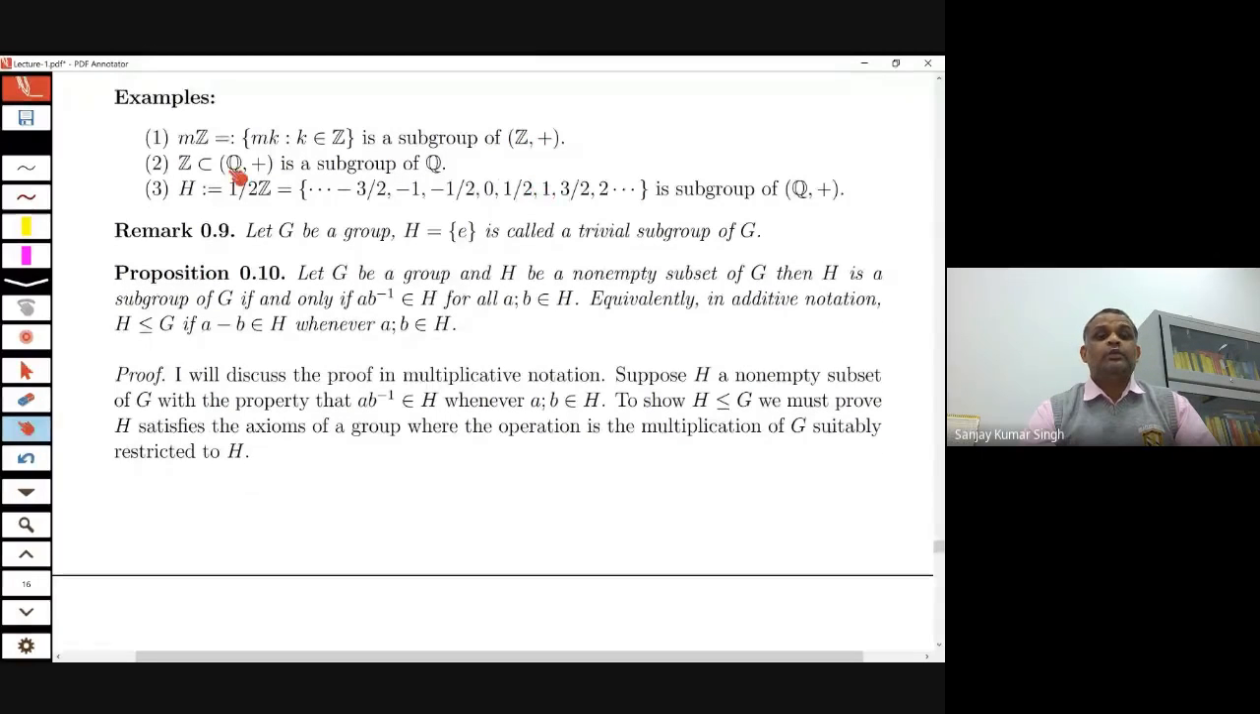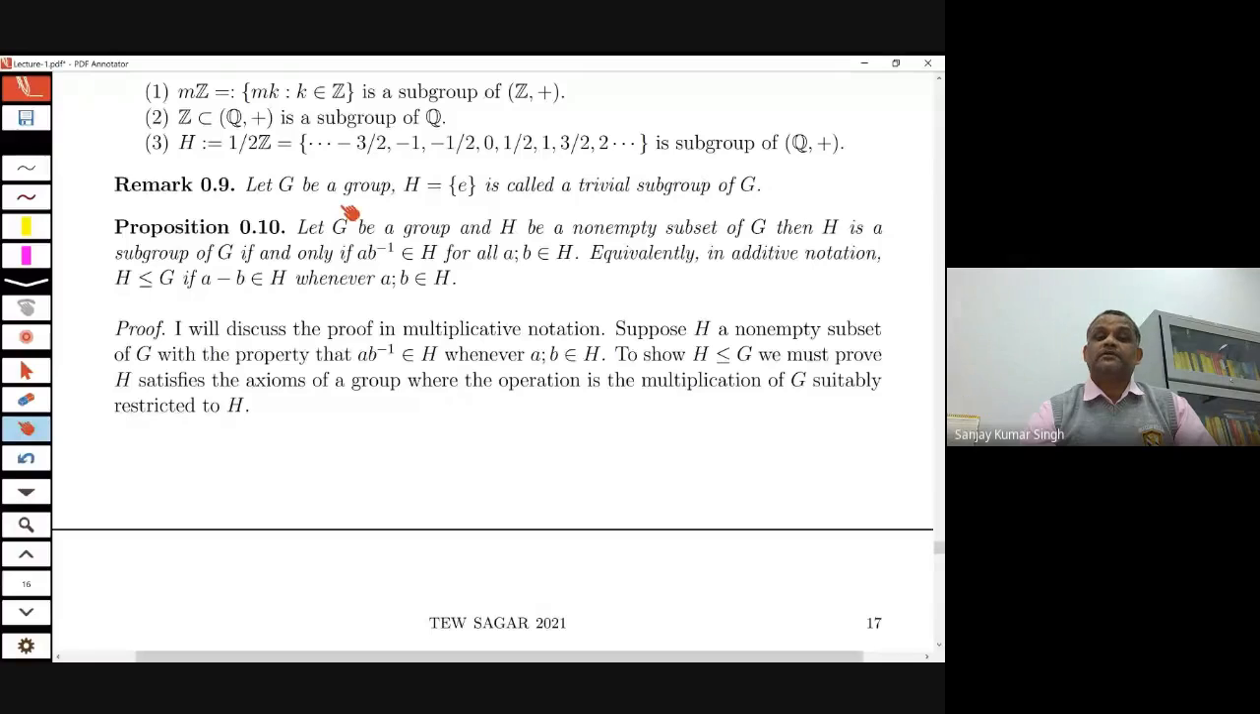Similarly, if you take Q plus, which is a group of all rational numbers, then the set of integers is a subset of this, and with respect to this operation, if I restrict it here, then this forms a group. And since it is a subset of this, we call this a subgroup. A very simple example of a subgroup is H equal to the identity. This is called the trivial subgroup of G.